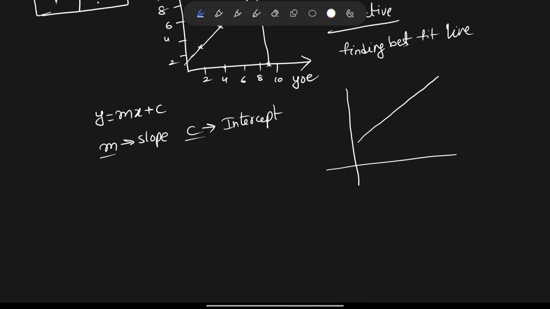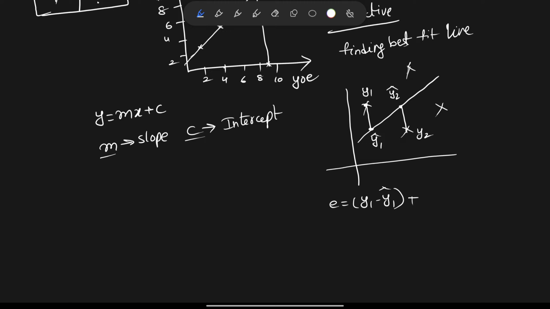Error means what? Suppose this is our prediction, and these are the data points. Consider this as y1, y2. Since it is predicted, we call it y1 cap. This is the actual, this is the predicted. So the error will be actual minus predicted.